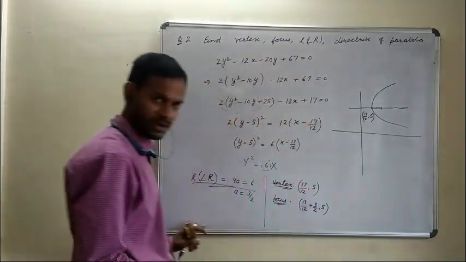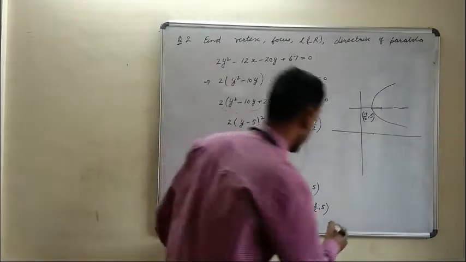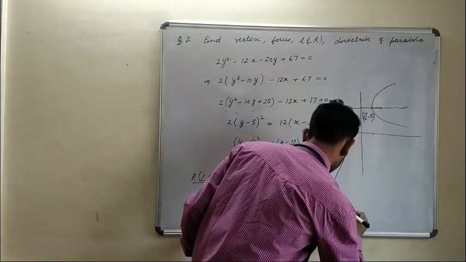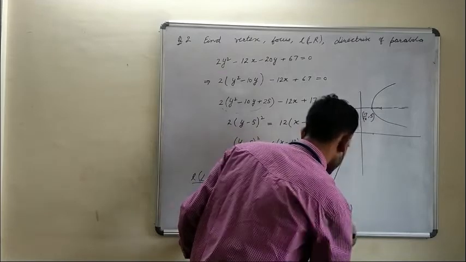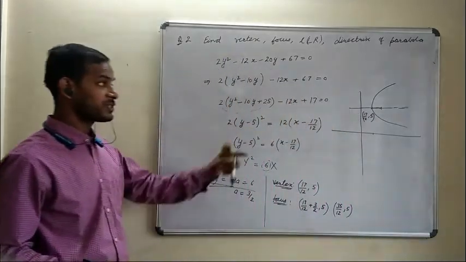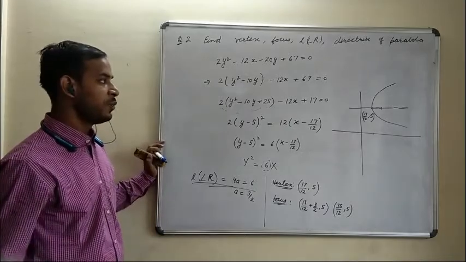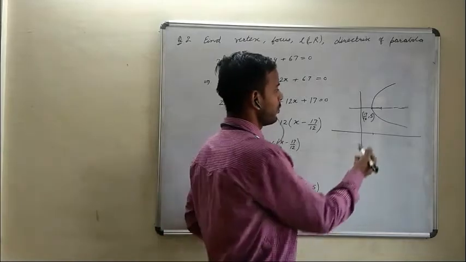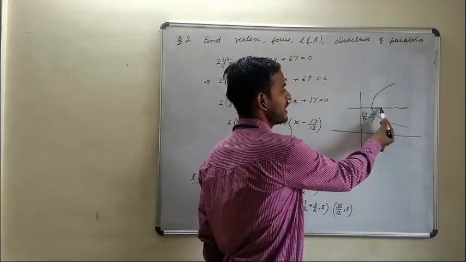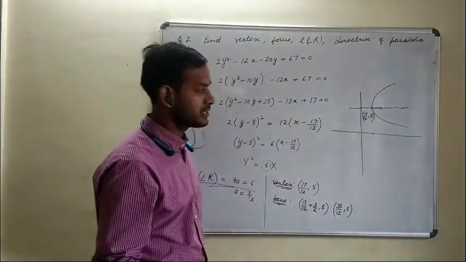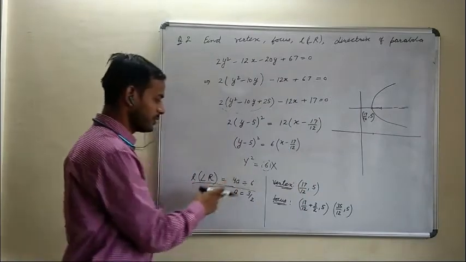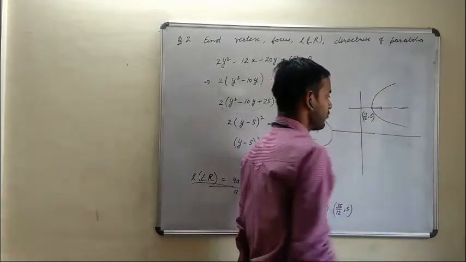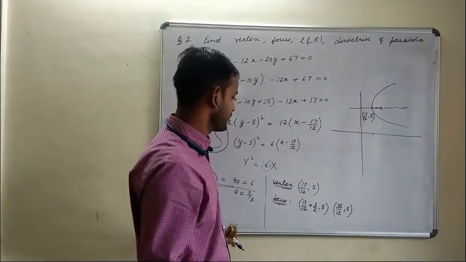Okay, now when we simplify this, we get 35 by 12, 5. So this is our focus. So in this we have used a diagram which only dealt with distances. So we know that distance between focus and vertex is a. We already know the value of a, hence we can find focus with the help of vertex.